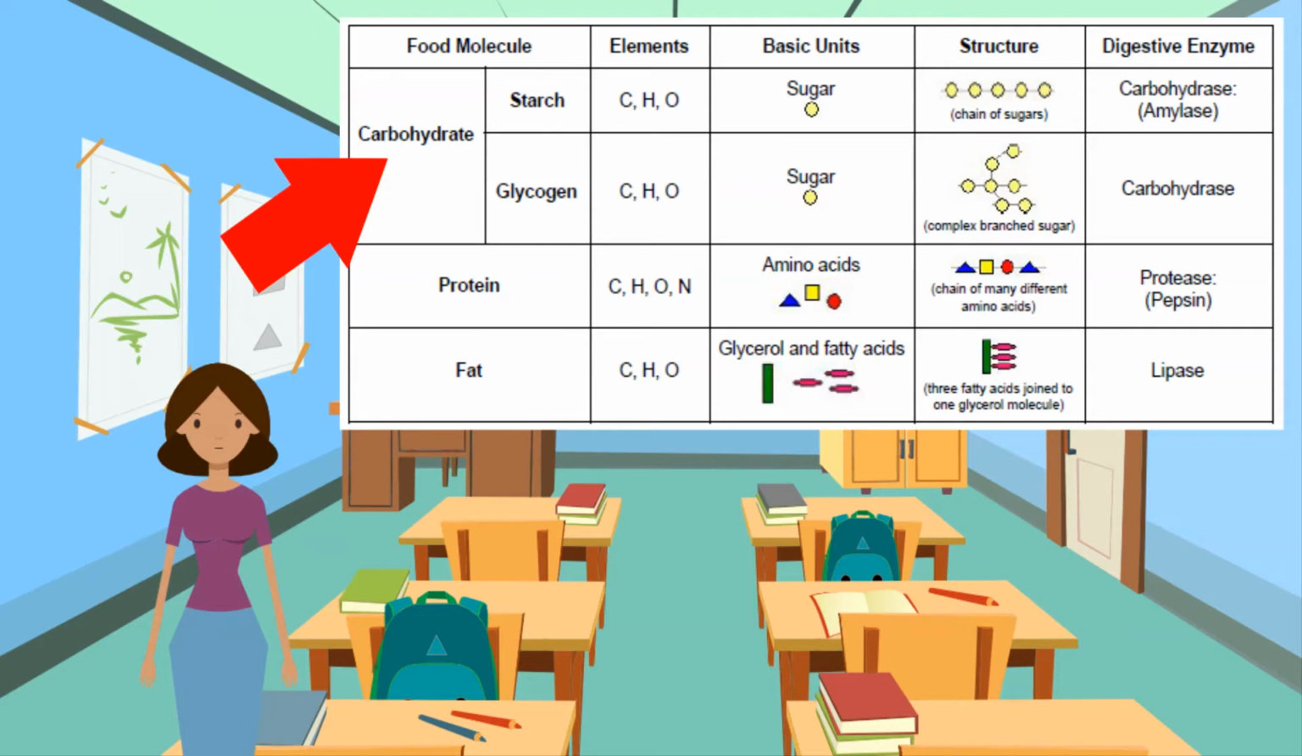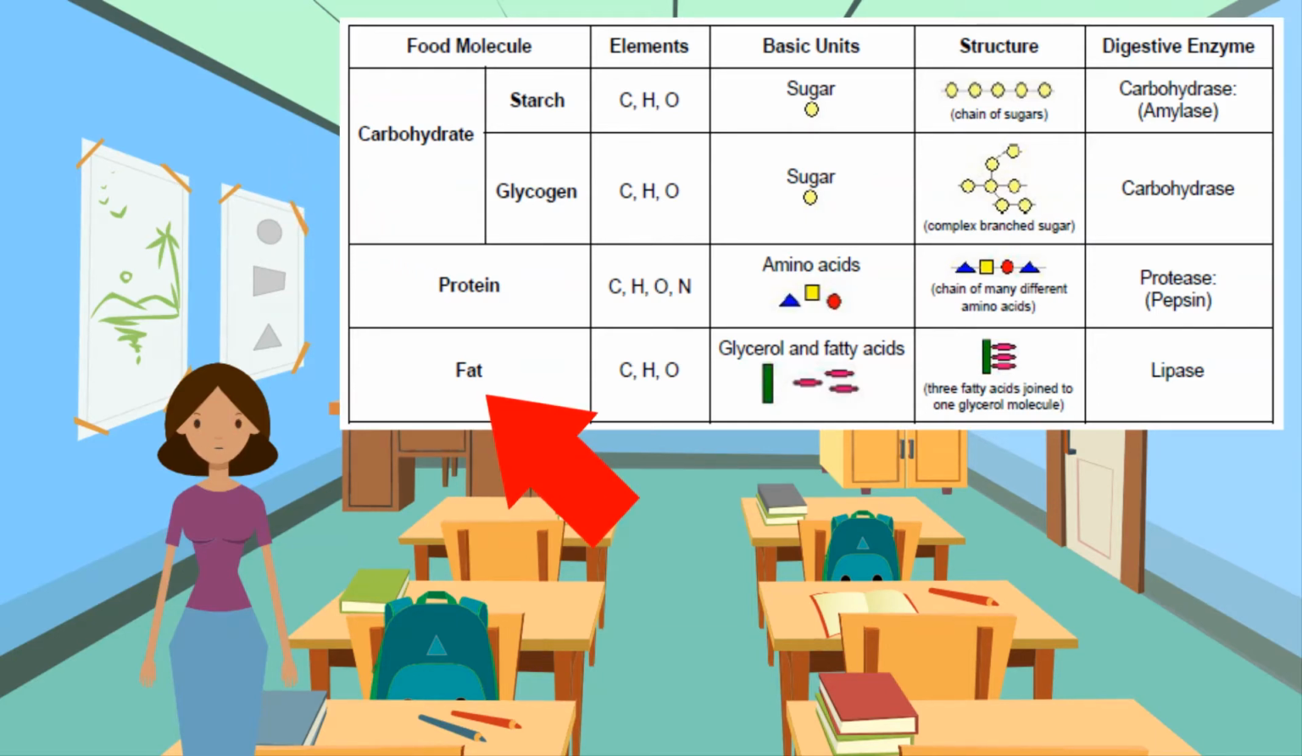Next, glycogen. Again, this is made up of the elements carbon, hydrogen, and oxygen. Its basic unit is sugar, and its structure is a complex branched sugar. Its digestive enzyme is carbohydrase. Now protein. This is made up of the elements carbon, hydrogen, oxygen, and nitrogen. Its basic unit is amino acids, and its structure is a chain of many different amino acids. Its digestive enzyme is the protease pepsin.